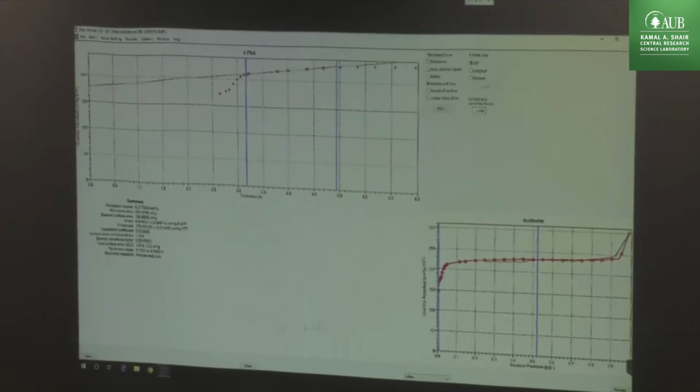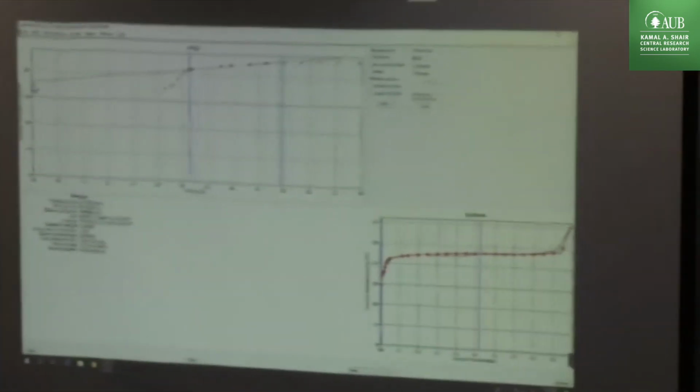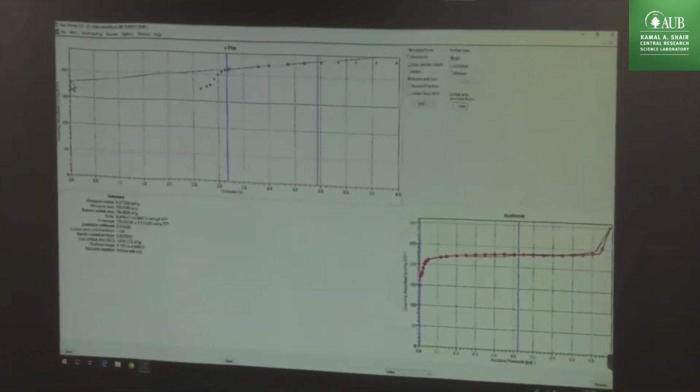So you can see the correlation coefficient here is 0.9993. Okay, and it tells me the micropore volume is 0.27. How can I get the micropore volume? Is here, is this value here. Okay, but remember what I told you yesterday.